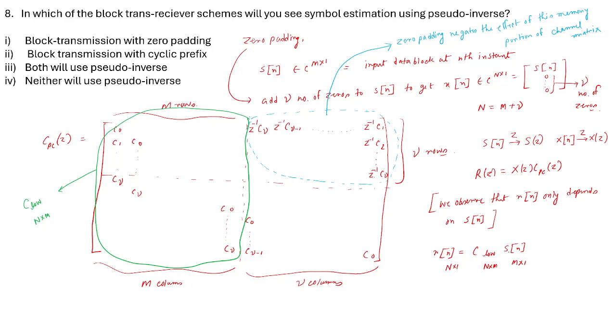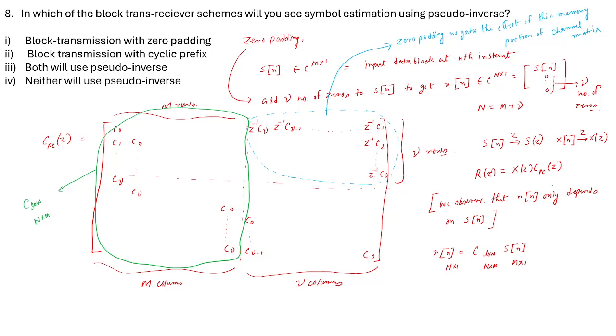The input data block, not the transmitted one, is xn, which is the padded version of Sn, and this represents the relation between the received block at the nth instant and the input data block at the nth time instant without any interference from the previous instant data blocks. And that happens because of this clever way of zero padding, which negates the effect of this problematic memory part of the channel circulant matrix, and C low is given by this portion of the matrix only.